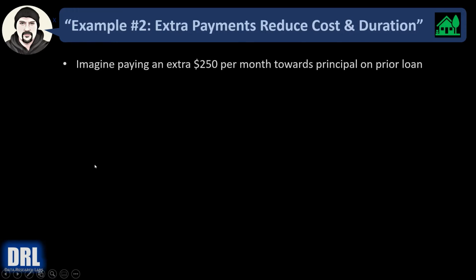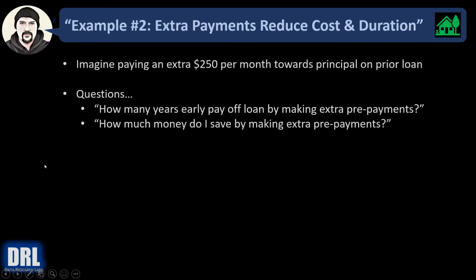Example number 2, extra payments to reduce the cost and duration of the loan. Oh, and extra payments are also known as early payments or prepayments to principal. Imagine paying an extra $250 per month towards principal on the prior loan that we were just looking at. What would that do? Some questions that we might ask is, how many years early would we pay off a loan by making those extra prepayments each month? And how much money do I save by making those extra prepayments in total interest that would go to the bank? Well, let's go plug the numbers in and find out.